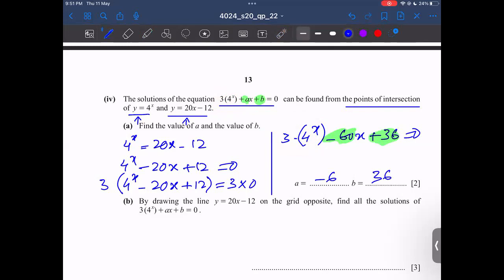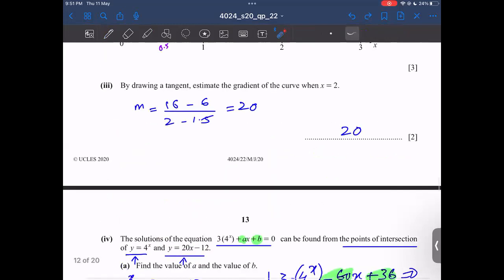Now it says, by drawing a line y equal to 20x minus 12 on the grid opposite, find all the solutions of this equation. In order to find the solution, we plot this line. The point of intersection of this line and the graph we have already drawn, y equal to 4 power x, will give the solution of this equation. So we need to find the point of intersection of y equal to 20x minus 12 and y equal to 4 power x.